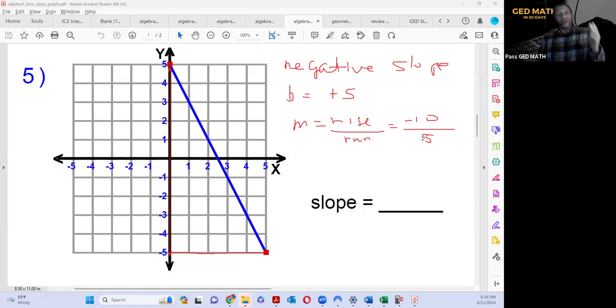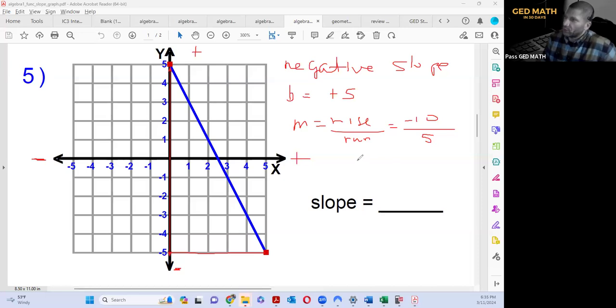So how do you know if it's positive or negative? This is what you want to remember. If you're going to the right, it's positive. If you're going to the left, it's negative. If you're going up, it's positive. If you're going down, it's negative. So since we went down, our rise was -10. Since we're going to the right, it's a +5.